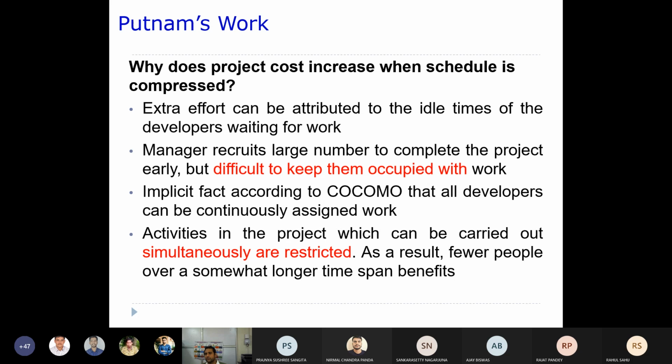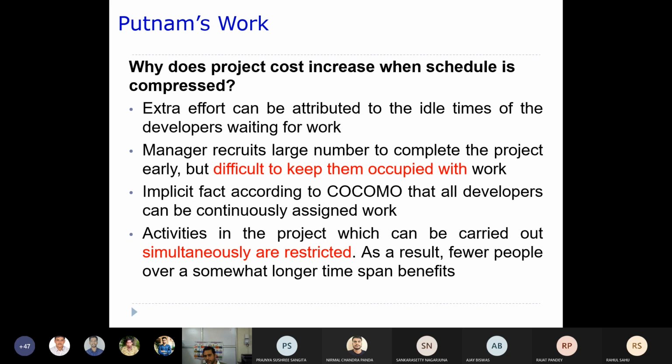So the extra effort can be attributed to the idle times of the developers waiting for work. Managers recruit a large number of people to complete the project early, but it is difficult to keep them occupied with work. Whenever you want to compress the schedule, that means you want the software delivered within 6 months instead of 1 year. Definitely you need to recruit more people, because you require more effort. That can only be solved by recruiting more people.